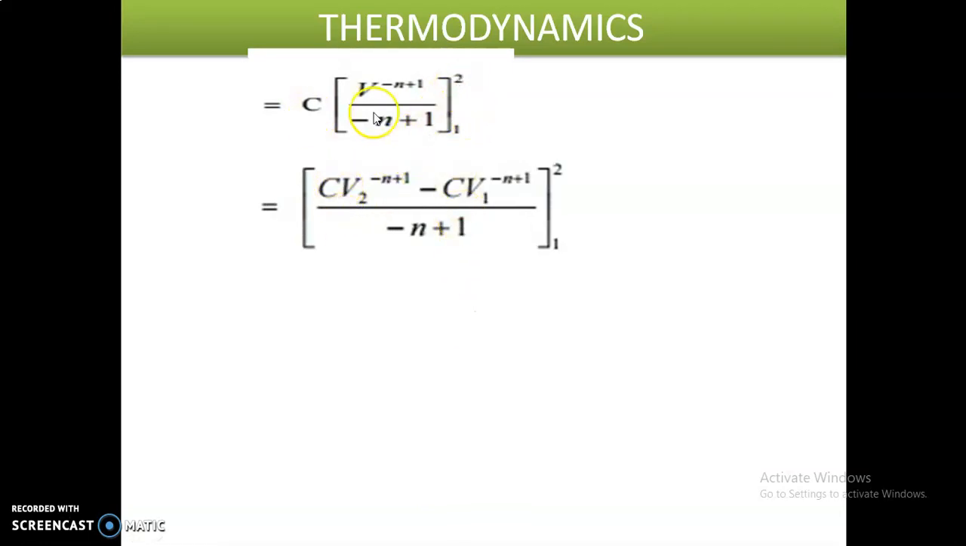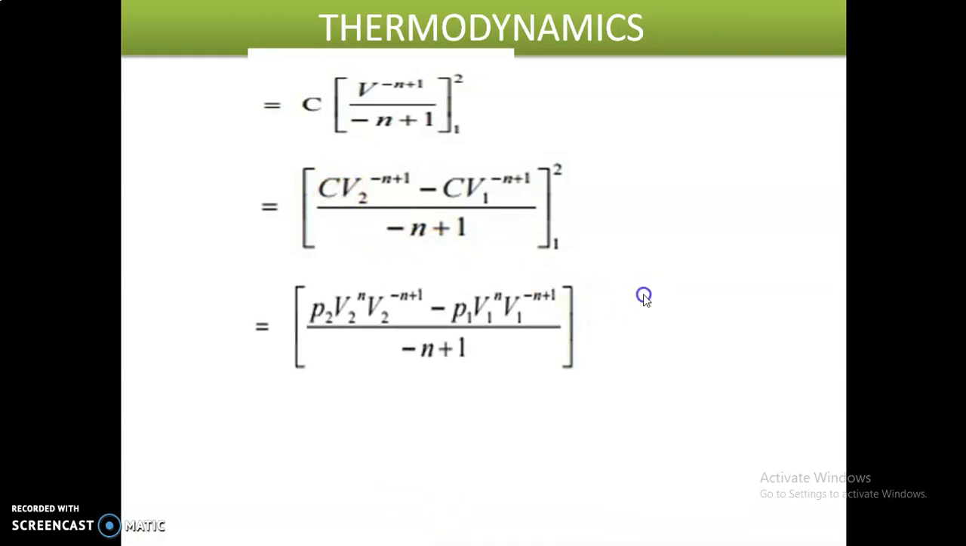So C into the upper limit V2 to the power of minus n plus 1, minus C into the lower limit V1 to the power of minus n plus 1, divided by minus n plus 1. We have applied the limits. Next, again here we have a C value. We know that C is equal to P1 V1 to the power of n or P2 V2 to the power of n. Substitute P2 V2 to the power of n at this position, and P1 V1 to the power of n.